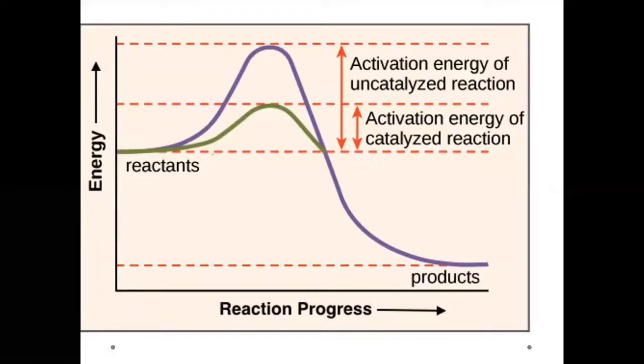In the next picture, we see a graph. In this graph, we compare the activation energy of the uncatalyzed reaction, shown in the violet curve, and the green curve shows the activation energy of the catalyzed reaction. Let's consider activation energy. At the beginning of this lecture, I said that enzymes increase the rate of reaction by lowering activation energy. What is activation energy?